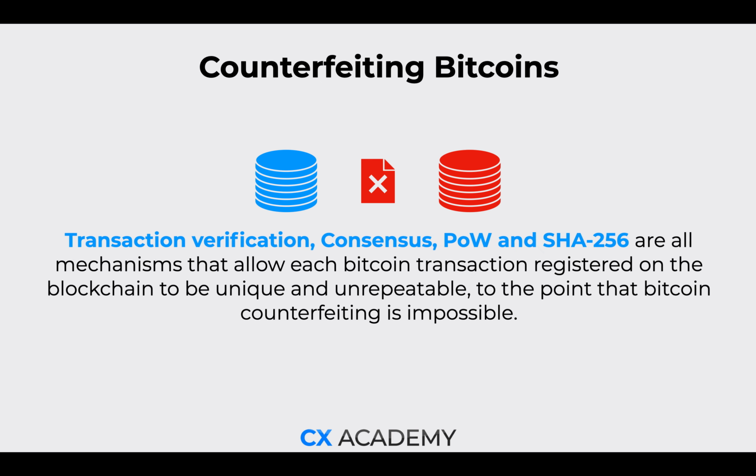Now, in terms of counterfeiting Bitcoins, you might think, well, the miner has an incredible amount of power when they are adding transactions to the blockchain. Well, in actual fact, they don't have much power at all. It's because of transactional verification, consensus, proof of work, and the encryption of SHA-256. They're all mechanisms that allow each Bitcoin transaction registered on the blockchain to be unique and unrepeatable. It's an immutable ledger, remember, to the point that Bitcoin counterfeiting is impossible. In theory, it's possible. However, in reality, I think it's impossible. Okay.